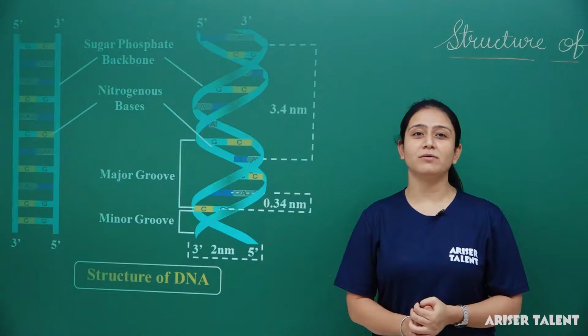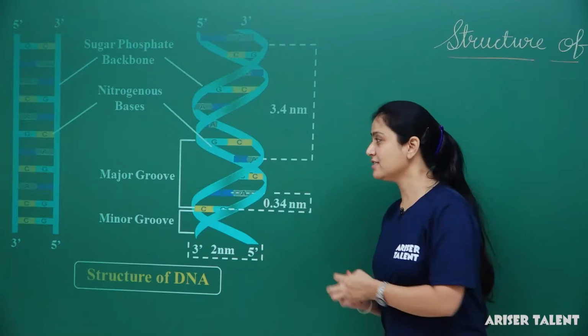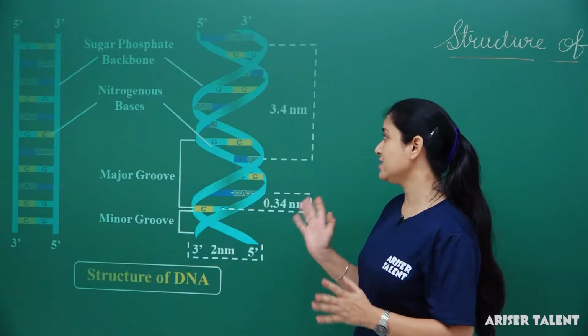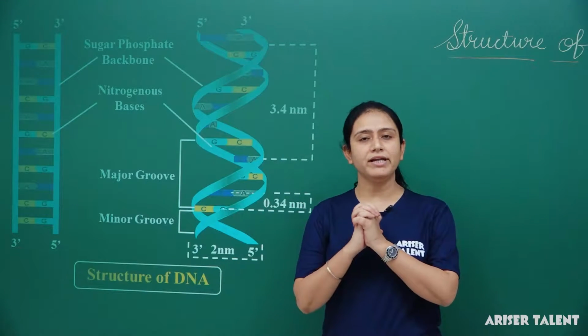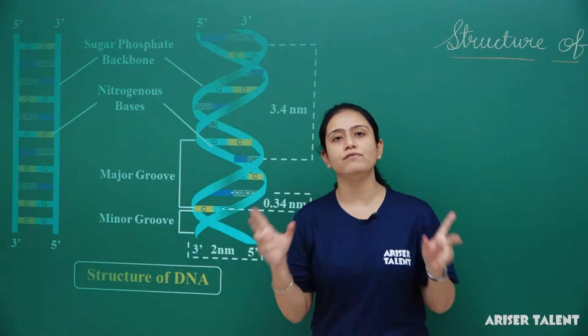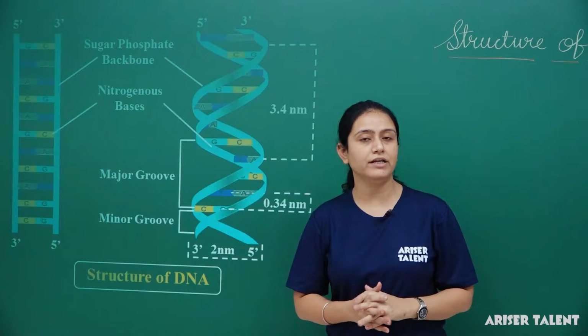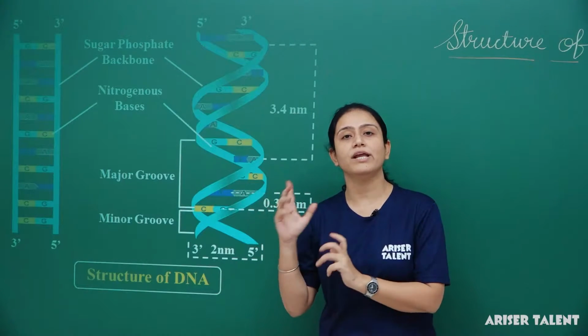Now we are going to talk about structure of DNA. Here is a diagram of DNA. Here we can see this is the double helical DNA present here. Okay, so let me tell you what is DNA. Actually the full form or expanded form of DNA is deoxyribonucleic acid.